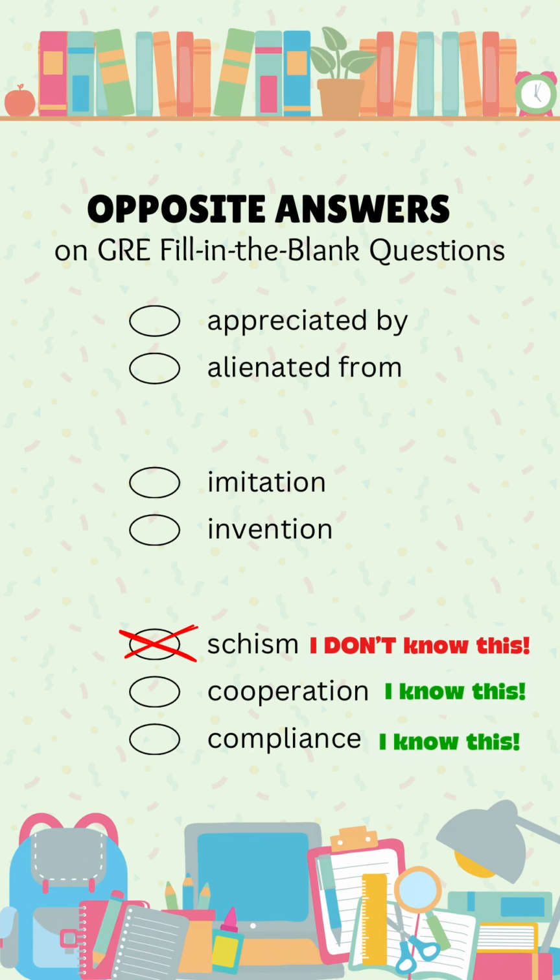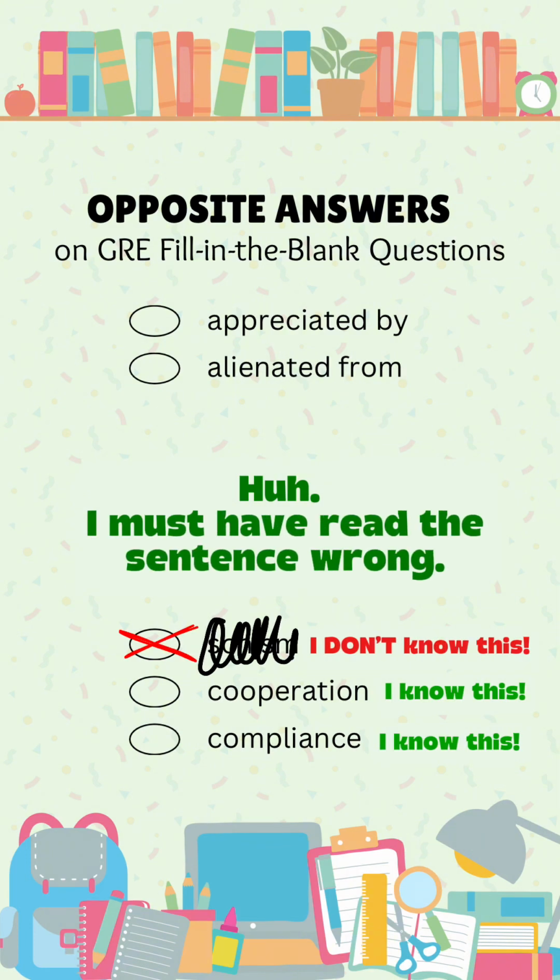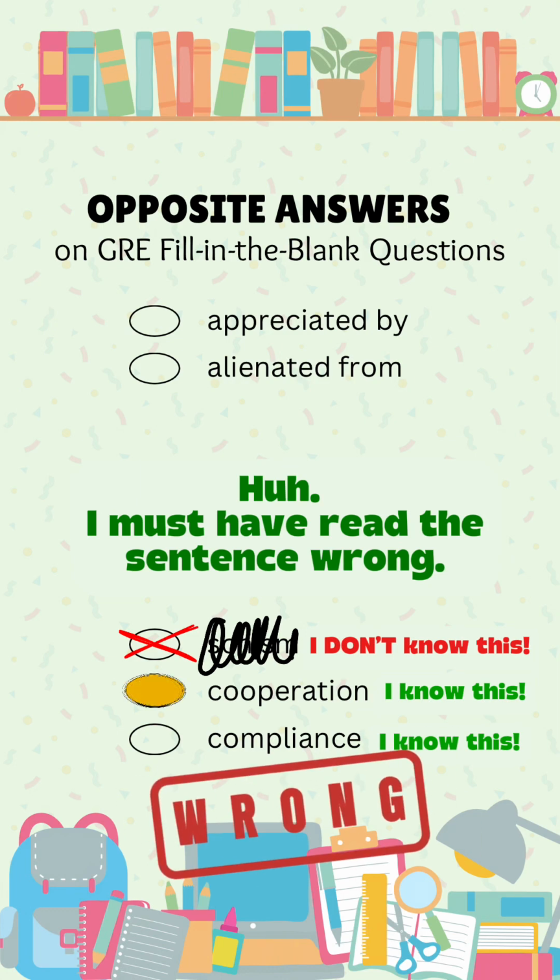And some students do this. They pretend schism doesn't exist because they cannot define it. They'll look at the answers they do know, and when they don't see one meaning a division caused by disagreement, they'll assume they misread the question stem or they missed a prefix or a word that had the opposite effect on the blank. So they'll pick an opposite answer because it's in line with their translation of the question stem.